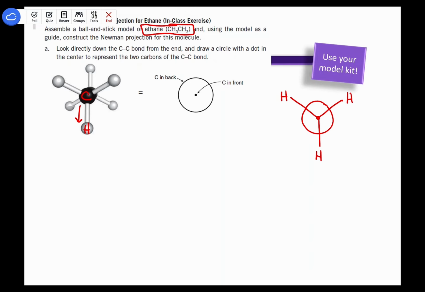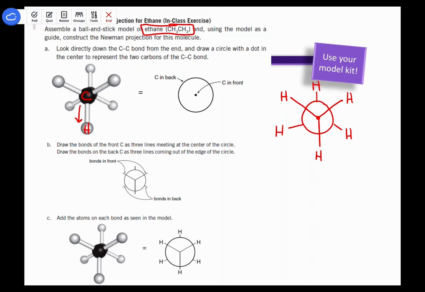But then I need to show how the back carbon is. And based on the picture that we see in your workbook, the back carbon has a carbon to hydrogen bond pointing straight up. So we're going to draw that one in first. The back carbon is the big circle, and that carbon-hydrogen bond is pointing straight up. We communicate that it's on the back carbon because we don't draw that carbon-hydrogen bond right from the dot. We draw it from the bigger circle to show that it's the back carbon. And then we have a carbon-hydrogen bond down to the left and down to the right.